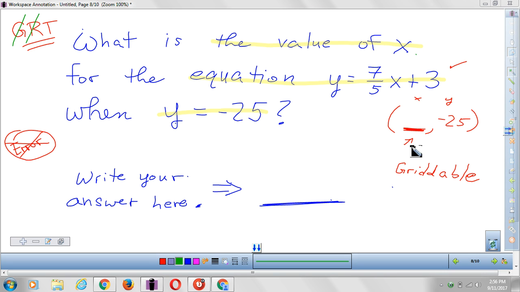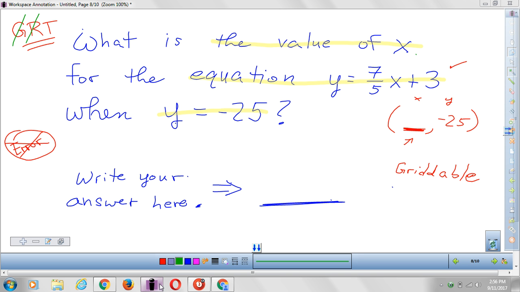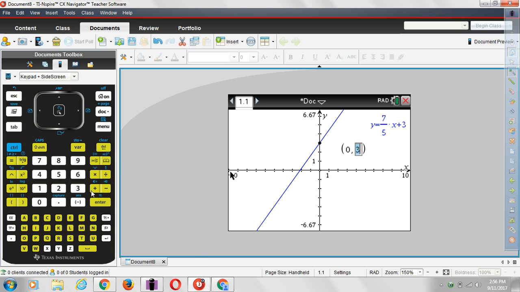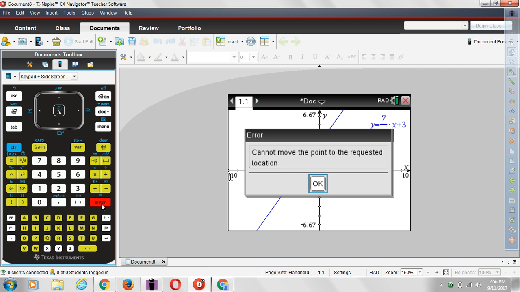Right here, I can see that the y has to be negative 25. So I'm going to double click on the 3 until I get this little box, and I'm going to put here negative 25. Okay, and there it is. Somehow or other, oh no, I have an error. We cannot move the point to the requested location. I wonder what we can do about this.